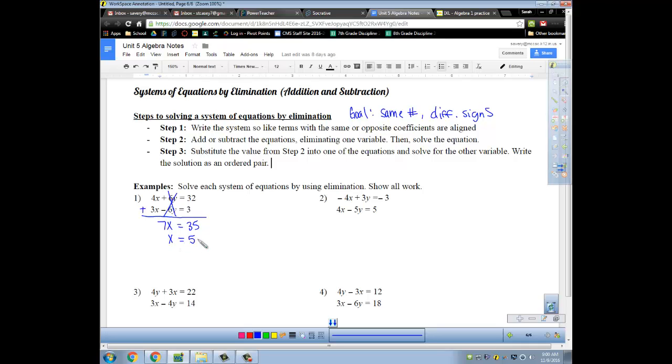Now once you get one variable, so x equals 5, you pick whichever equation you want to plug it into to get the next variable, so your y. So I'm just going to pick the first equation, but again, you can pick whatever you want. So 4x plus 6y equals 32. So 4 times my x, which was 5, plus 6y equals 32. 4 times 5 is 20. Subtract 20 from both sides. You get 6y equals 12. So y equals 2. So your coordinate is 5, 2.